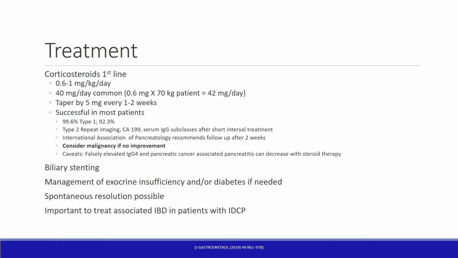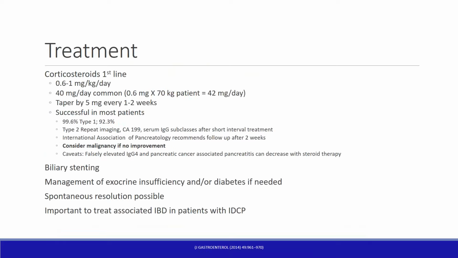When you truly have a diagnosis of autoimmune pancreatitis, this is typically very successful. If you do not have a response, then again, think about cancer. And also, it's important to remember if patients have either a falsely elevated IgG4 from malignancy or even a malignancy-associated pancreatitis, that can improve with steroids as well. Because of the other organ involvement, patients may often need biliary stents, management of exocrine insufficiency or diabetes. Spontaneous resolution can occur.